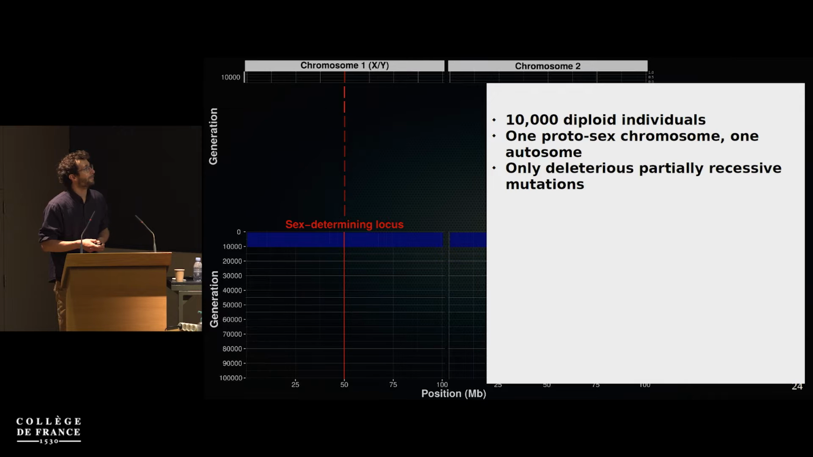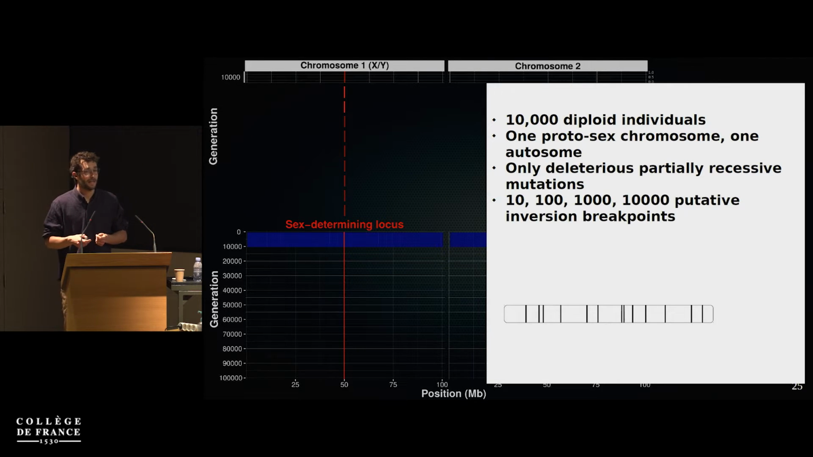So in this model, we have, again, 10,000 diploid individuals. Individuals have two pairs of chromosomes. One is a proto-sex chromosome with a single sex-determining mutation in the middle, and the other chromosome is a pure autosome. Individuals experience only deleterious, partially recessive mutations. At the beginning of the simulations, I randomly sampled a given number of positions that can be used as inversion breakpoints. So at the beginning of the simulation, I select 10, 100, 1,000, or 10,000 putative inversion breakpoints.